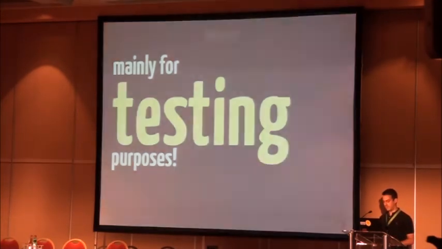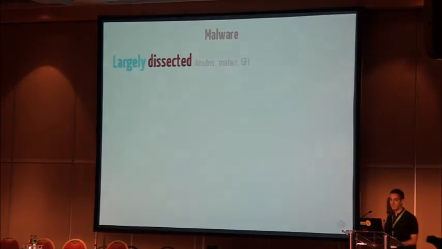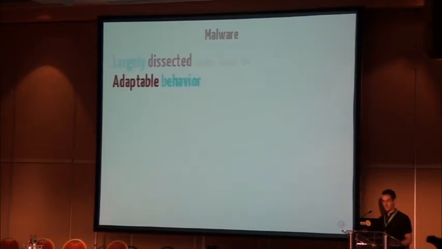Virtualization is for testing. On the malware side, they are largely dissected. You should know sandboxes such as Anubis, GFI, Cuckoo Box. Pretty sure you know it. They have adaptable behavior, meaning that if they are virtualized and analyzed, they will just open a calculator, so it's clean, bypass the sandbox. If it's not, they will drop a backdoor.